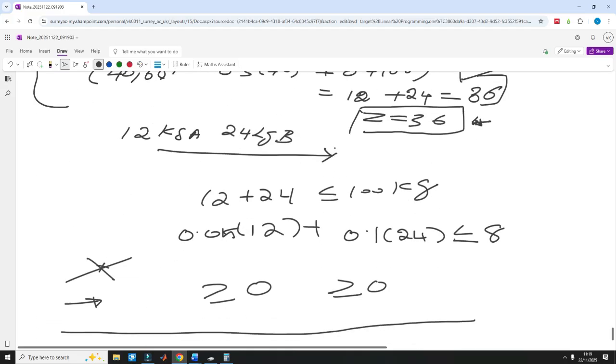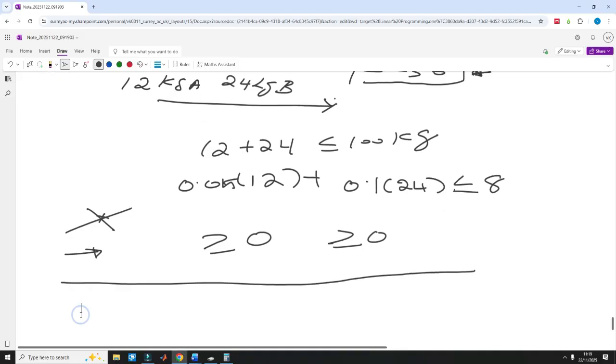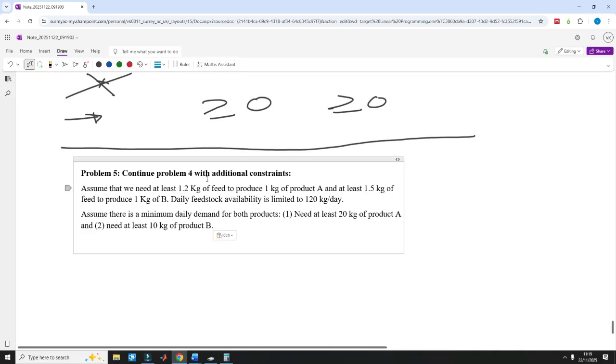So far good. We can try to solve one more problem, or this is something you can solve yourself. I will post the solution alone, but you can solve it yourself. So I'll copy paste the problem below here. It's the same problem. Continue the problem 4, which is to produce some kgs of A and some kgs of B, subject to some constraints which we defined already.